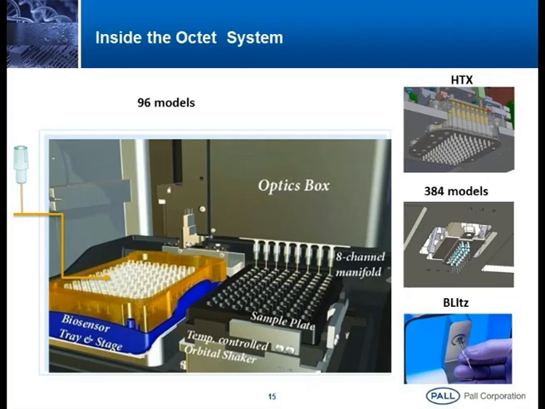If I have 16 samples, I can choose 16 heads. If I have 48 samples, you can choose 48 heads, depending on the need. The last one, the Blitz instrument, is a single channel, manually operated. You have to put the sensors in manually and then read. But the rest of these high throughput instruments are all automated.